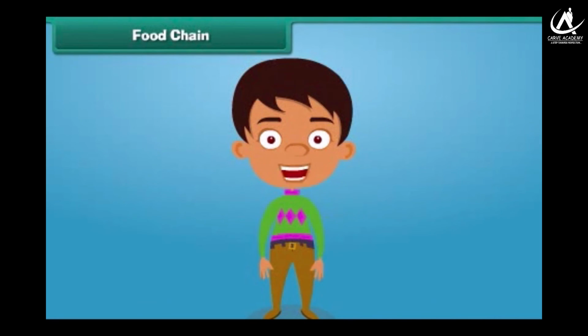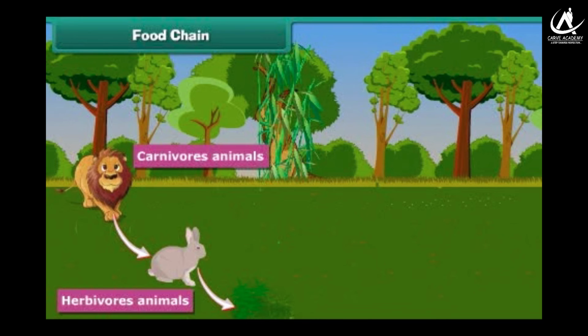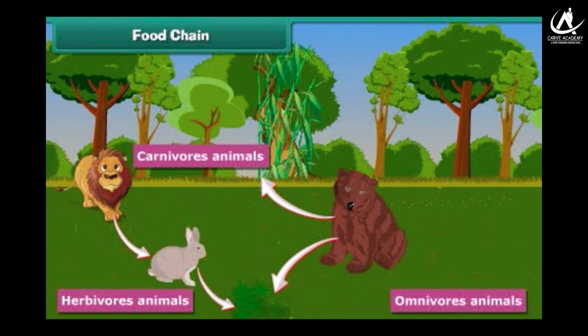Friends, do you know that all animals are connected to each other? Actually, they all are dependent on one another for food. Herbivores eat plants to get nutrition. The carnivores eat the flesh of herbivores, while omnivores eat both herbivores and carnivores. A food chain is the sequence of who eats whom to obtain nutrition. For example, a rabbit eats grass and a lion eats the rabbit. A bear can eat both.